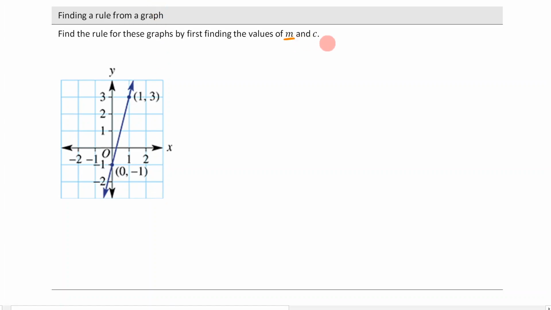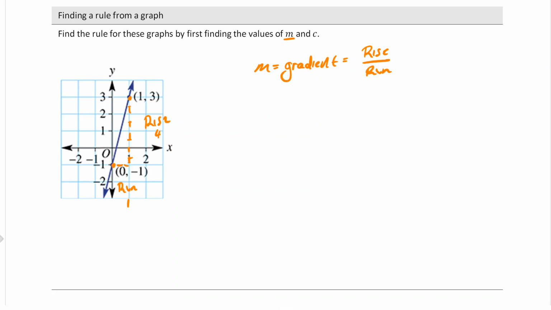I have to find the values of m and c. I know that m is my gradient. I know that I find my gradient by considering the rise over the run. Let's take 2 points, and they've given us 2 points. How nice of them, 1 and 3. What is my rise? What is my run? Well, my run here is just the horizontal distance, just 1. And my rise here is 1, 2, 3, 4. So my answer to this is going to be, I'm going to put a 4 into my rise, a 1 into my run, it will be 4.